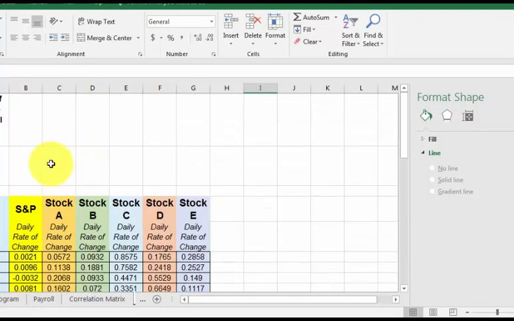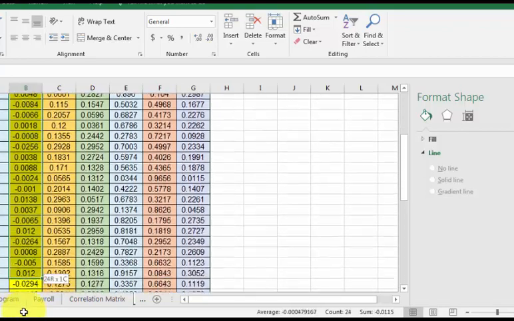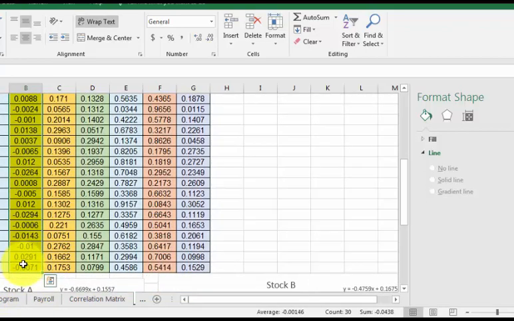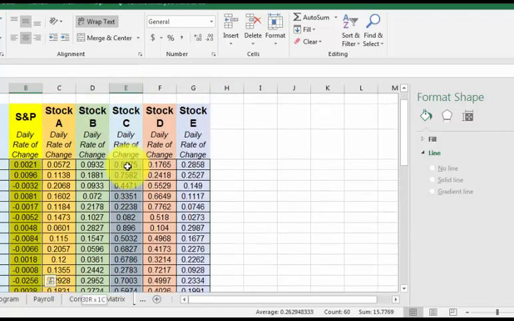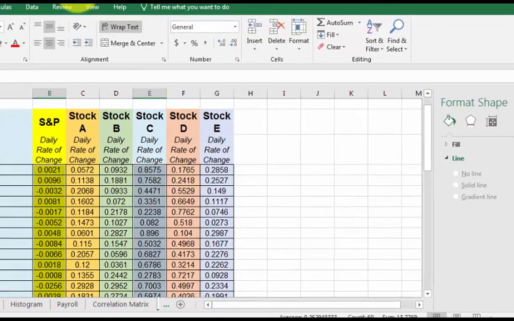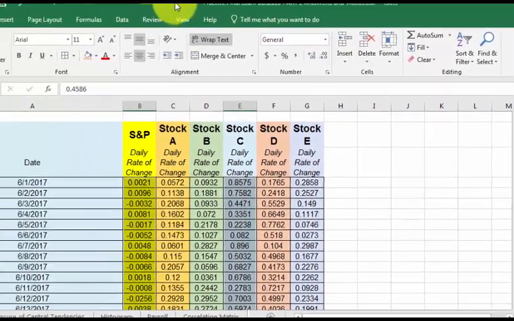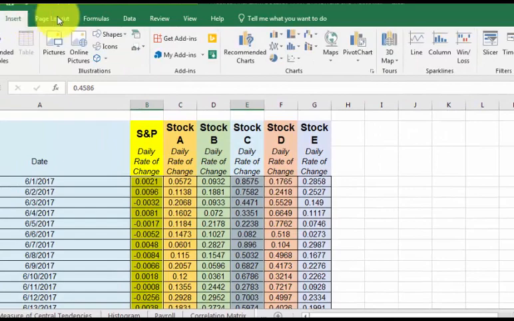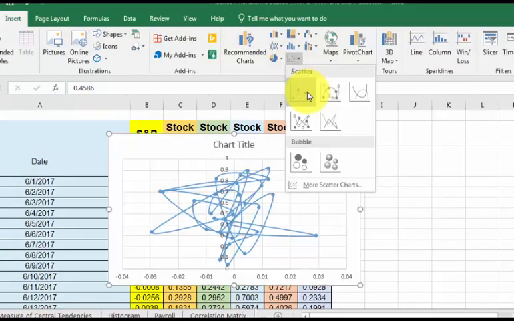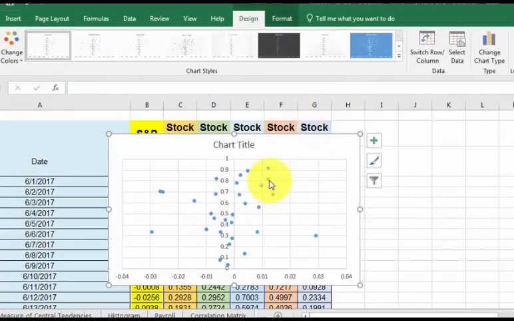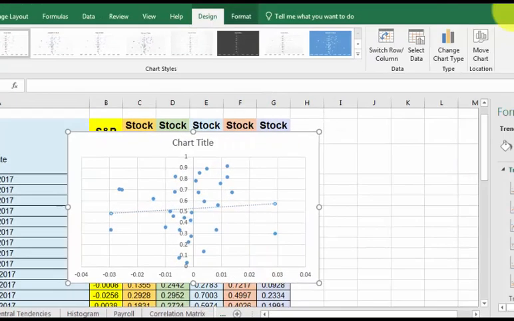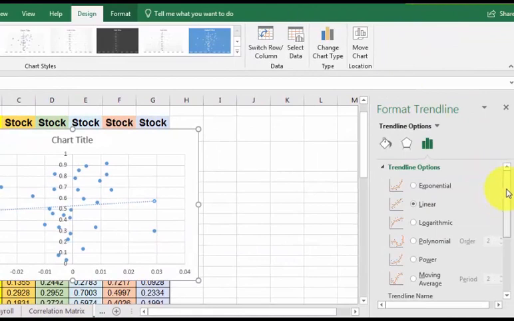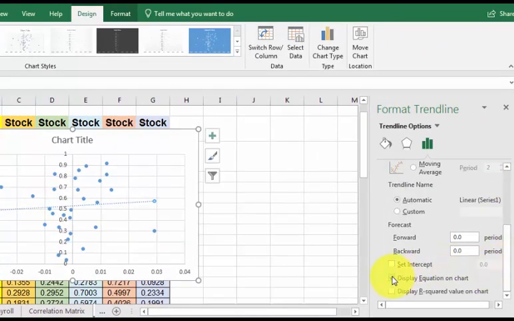Stock C, we're going to highlight these guys. Control, highlight C. Insert, scatter plot. Hover, right click, add trend line. Go over to the gray side and pull down.